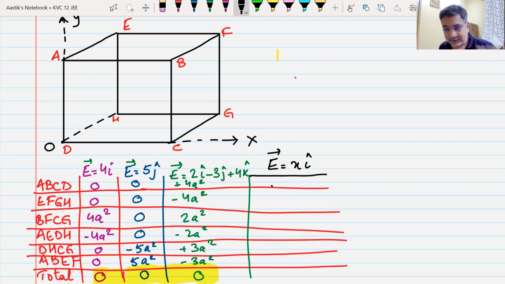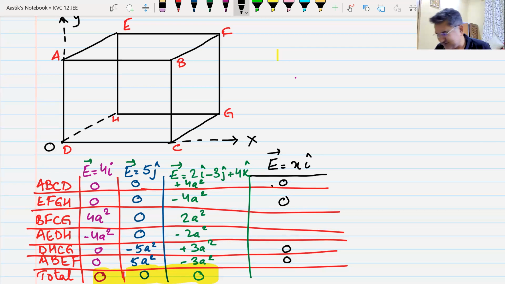Take a deep breath. Have patience. Okay, A, B, C, D is along the z axis. So we say bye bye to this. D, H, C, G, we say bye bye to this. The only two faces that we are concerned about are this face and this face. Do we understand this? Yes, sir.